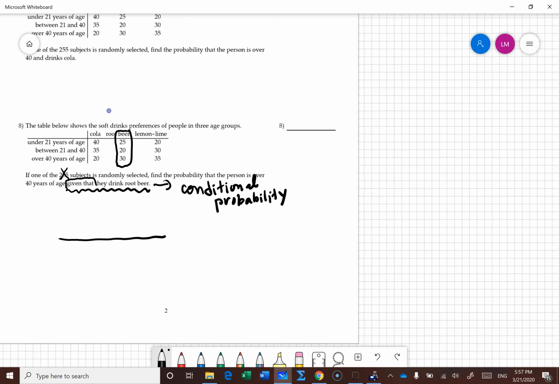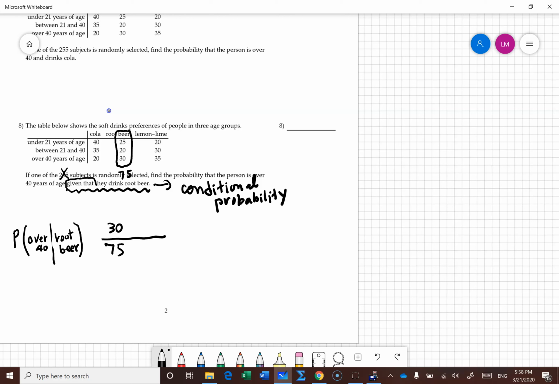Given that means the denominator is the root beer. So how many people drink root beer? If you add, it is 75. So the denominator is 75. The numerator is the person being over 40. So among the root beer drinkers, how many people are over 40? 30 people. This is called the conditional probability. We write in notation the probability of over 40, and we put a bar meaning given, root beer.